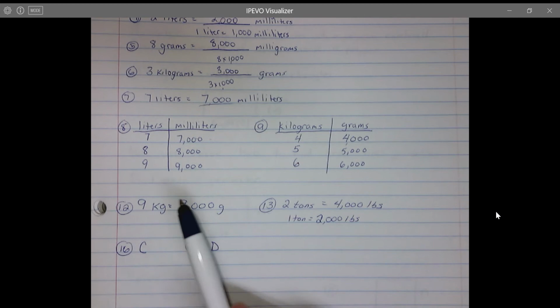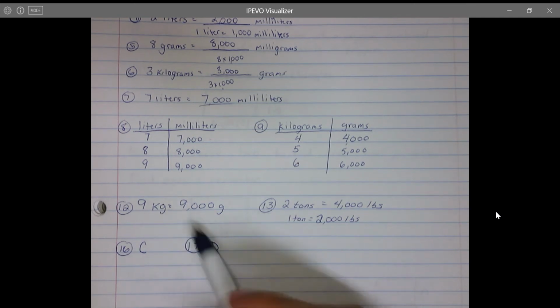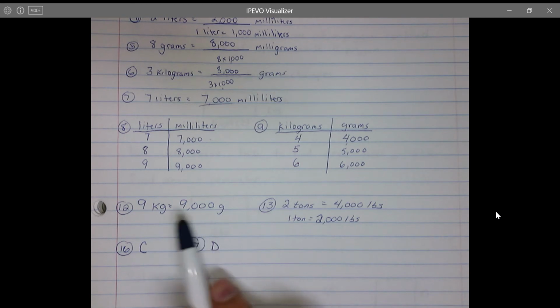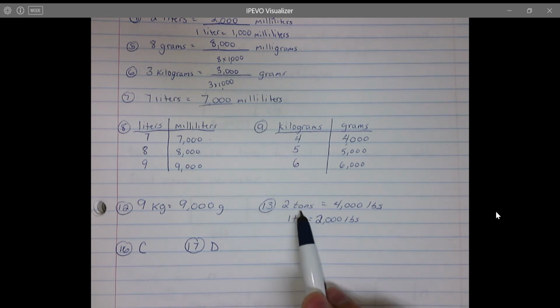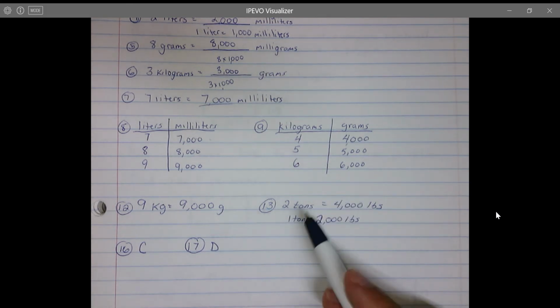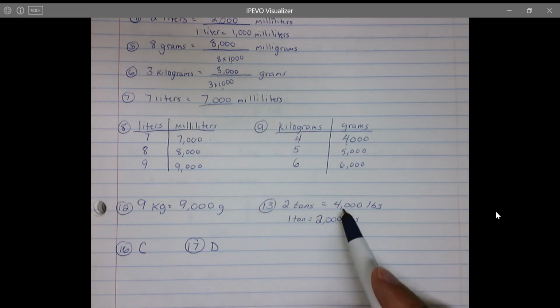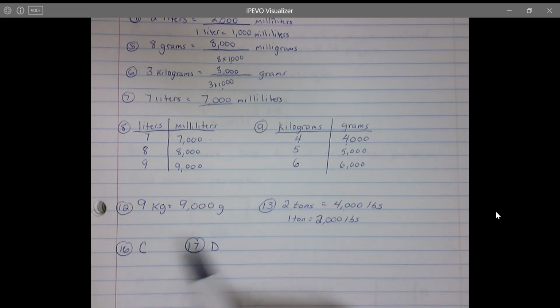For number 12, it was asking how many grams are in 9 kilograms. So 1 kilogram is 1,000 grams, so 9 kilograms, 9,000 grams. 13 was review. It was asking what 2 tons was. Well, 1 ton was 2,000 pounds, so I have 2 groups of those. 2,000 plus 2,000 would be 4,000 pounds. And then for 16 and 17, 16 the answer was C, and 17 the answer was D.